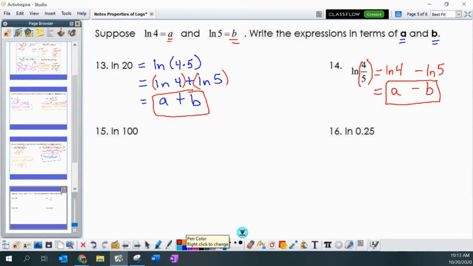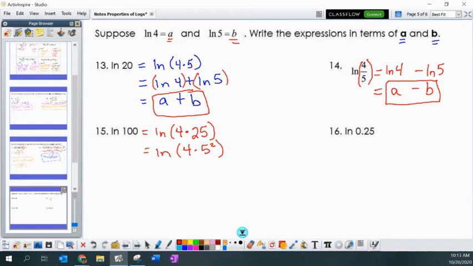Okay, let's try another problem. Natural log of 100. Now, how am I going to express 100 in terms of 4 and 5? I would say that's just the natural log of 4 times 25. It's 4 times 25. And of course, 25 can just be written as 5 squared. Four quarters make $1, so 4 times 25 is 100, and 25 is just 5 squared. Now that I've figured out how to express 100 in terms of 4 and 5, I can convert them into a's and b's.